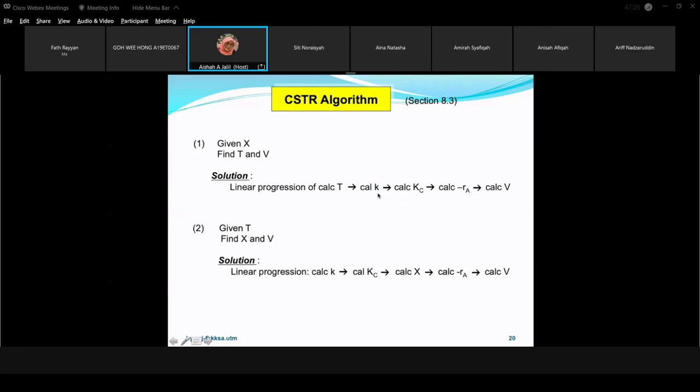And then when you get the T, you can calculate the K from the Arrhenius equation. And then when you get the K, you can calculate the RA and also V. Negative RA equals K CA, so CA naught times 1 minus X. CA naught is similar, P over RT. Use the general gas equation for the CA naught, like before.